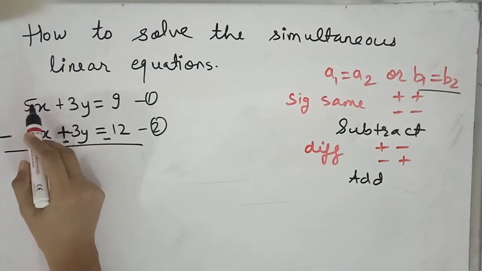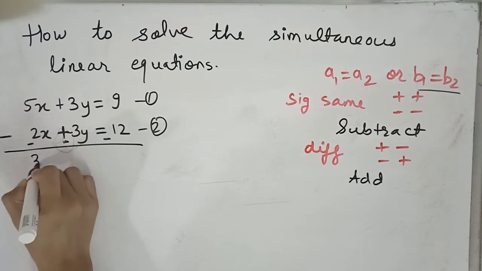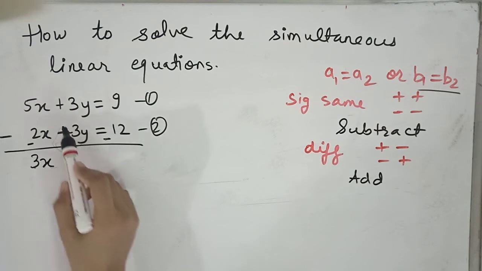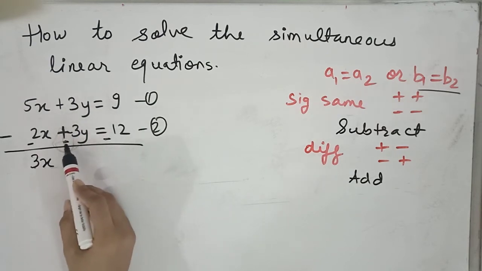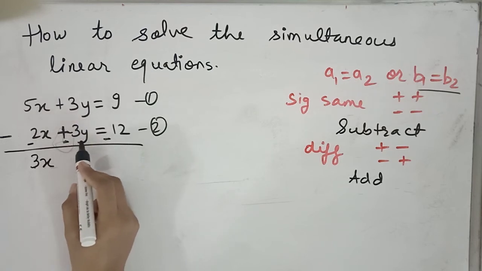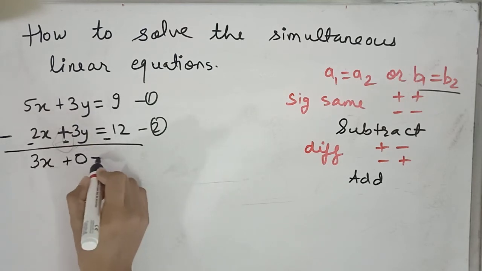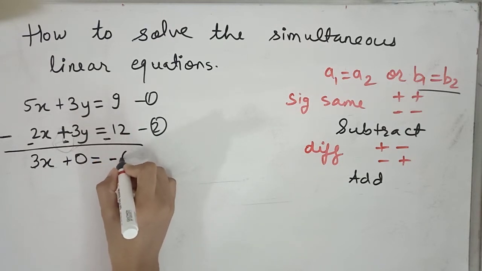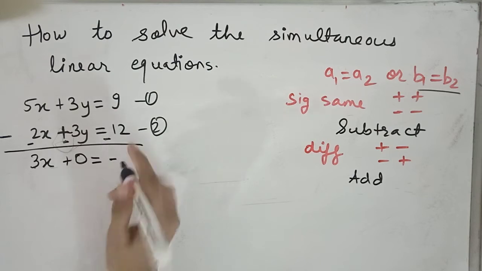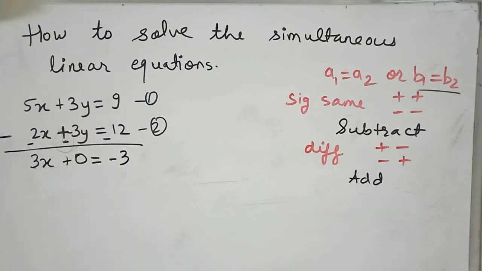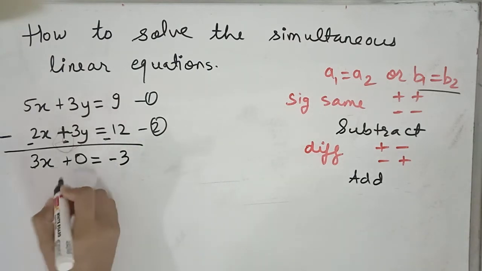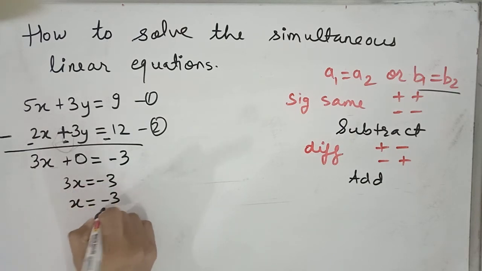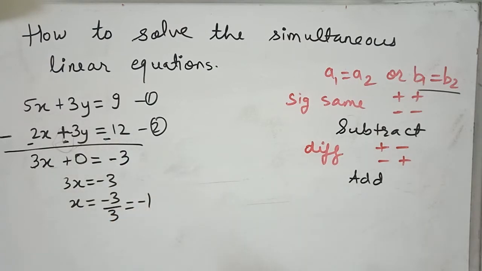Now let's subtract. 5x minus 2x is 3x. Now consider the second sign, not the first one. Plus 3y minus 3y will be 0, is equal to 9 minus 12, which will be minus 3. So 3x is equal to minus 3. So x will be equal to minus 3 upon 3, that is minus 1.